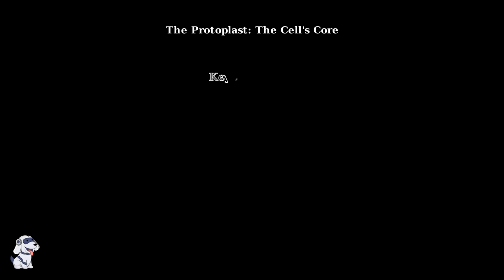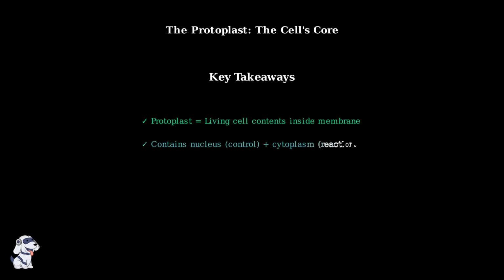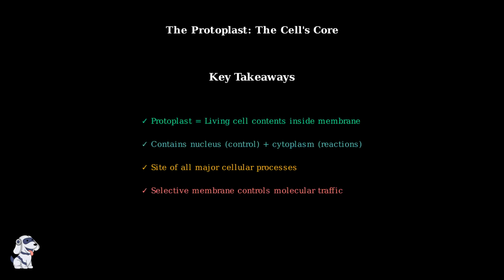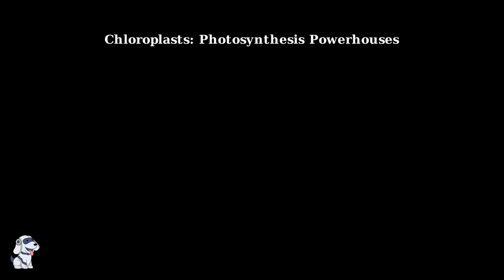The protoplast is truly the cell's core, a highly organized, dynamic environment where the fundamental processes of life unfold. Its selective membrane ensures the cell maintains the perfect internal conditions for optimal function. Chloroplasts are the remarkable organelles that make photosynthesis possible in algae.